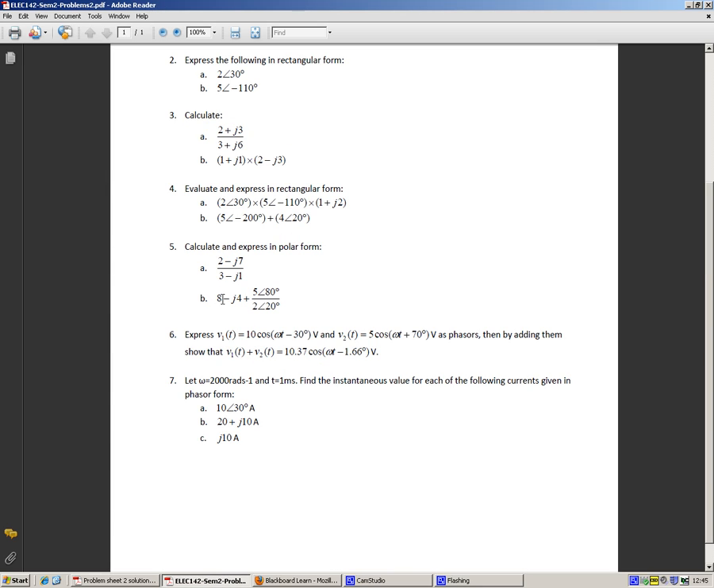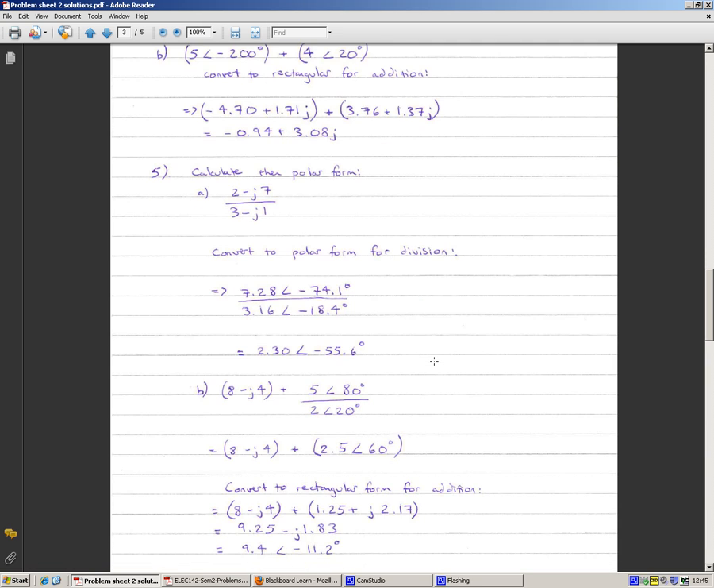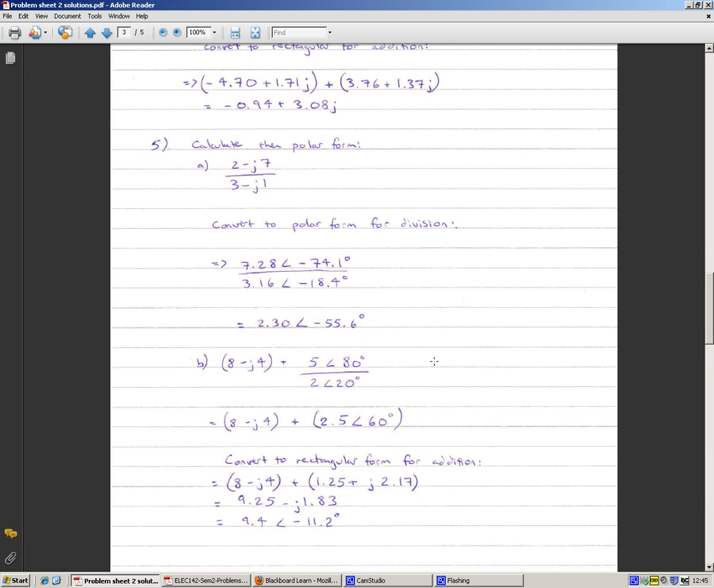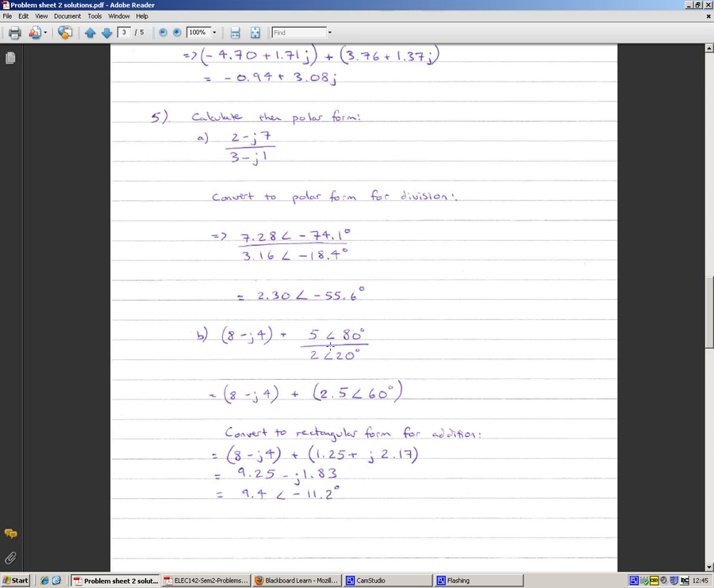And now part B, we've got 8 minus j4 plus 5 at an angle of 80 degrees over 2 at an angle of 20 degrees. So how do we go about solving this one? Well, there's a two-step solution to this. Two steps? Well, I can't remember how many steps it is. We'll find out as we go along.